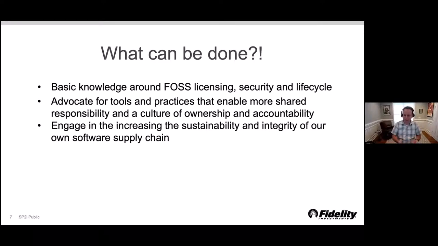So tools and processes, especially like with the React Native example, you can't be policing 600 dependencies that probably are changing every day. That's not a scalable thing for a person to do.